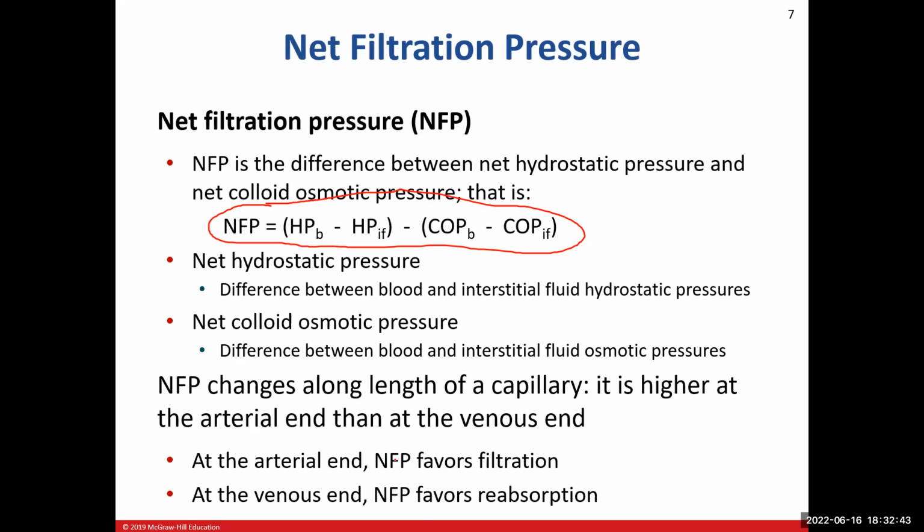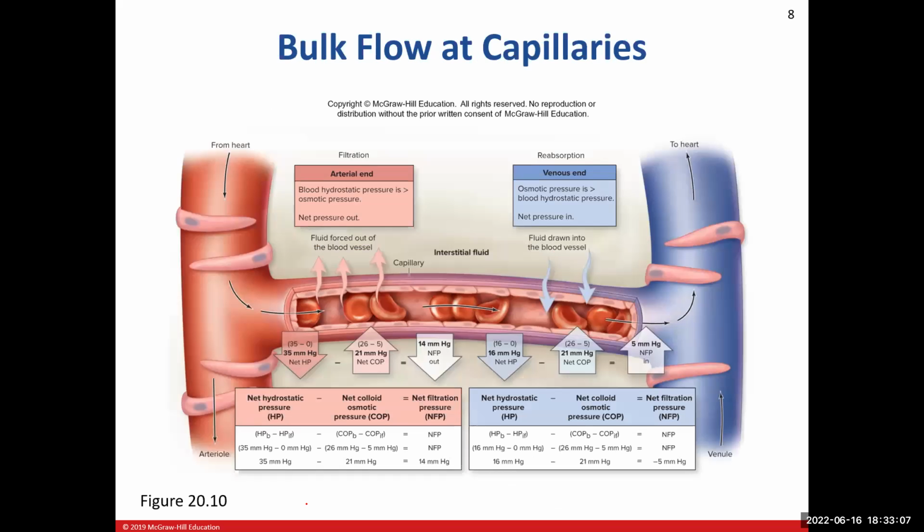So this part at the bottom of the page here, at the arterial end, our net filtration pressure is going to be in favor of filtration, meaning we're going to be moving stuff from your blood into the tissues. Then we get to the venous end, it's going to favor resorption, meaning we're going to be bringing stuff from the tissues into the circulatory system, into the blood vessel there. So this picture here says it all.